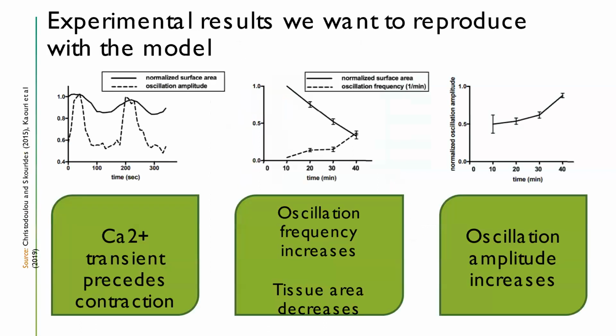The main experimental results we want to capture with the model are that calcium transients precede contraction, the oscillation frequency increases with time, the tissue area decreases, and the oscillation amplitude increases with time.